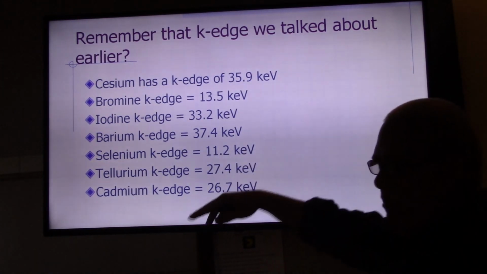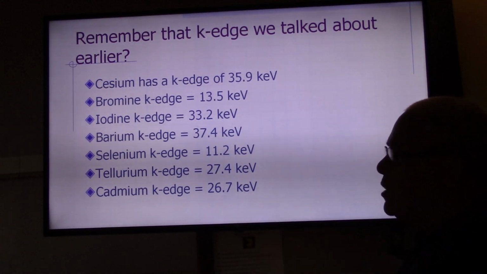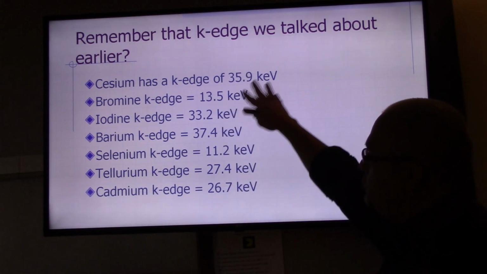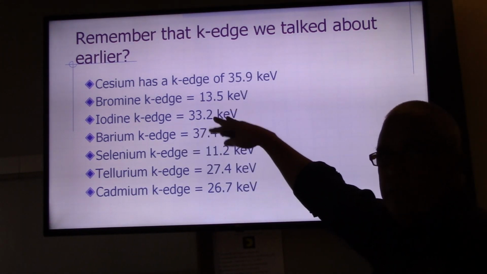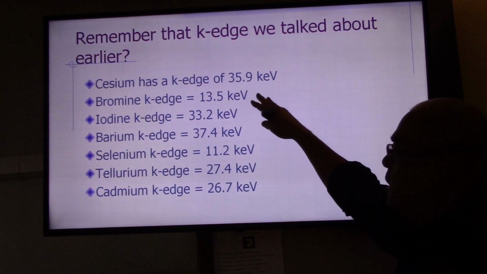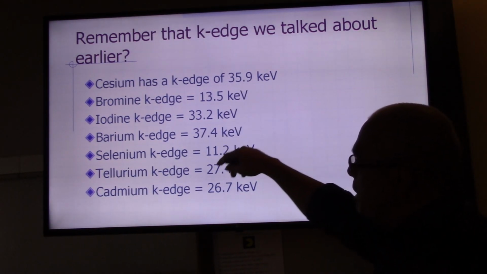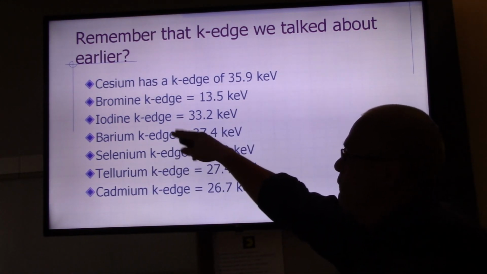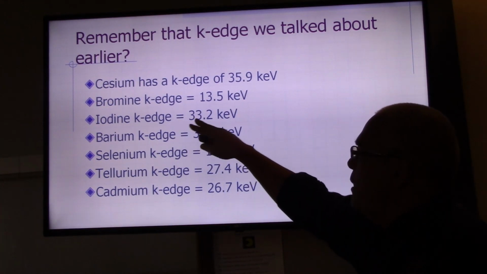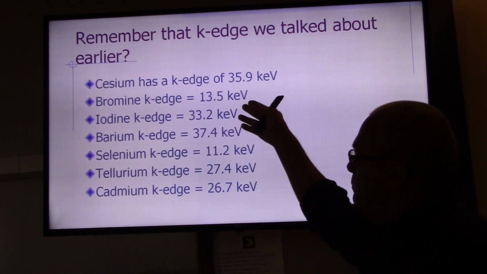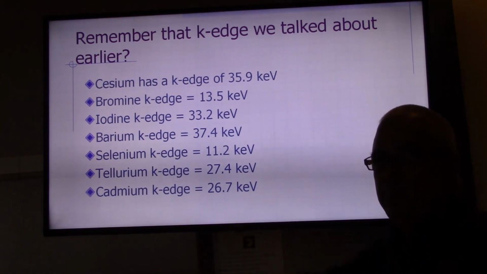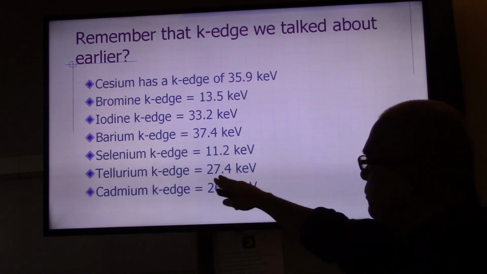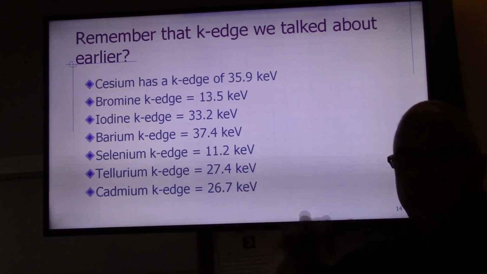Selenium's binding energy is simply too low for our purposes. Cadmium and tellurium are a little lower than what we're used to using. You know, we like iodine and barium, don't we? Because those work real well in diagnostic. So cesium iodide, and for CR plates, remember we use barium fluorobromide or barium fluoroiodide. Those have K-edges that are right where we need them to be, between like 30 and 40. The tellurium is a little lower, but we can use it.